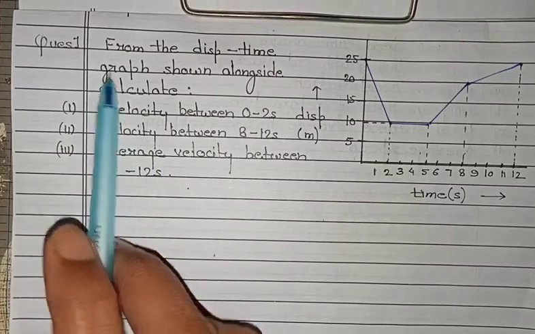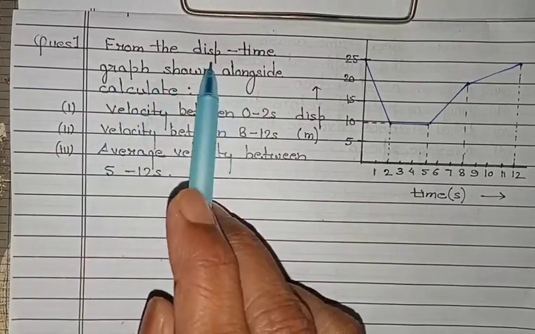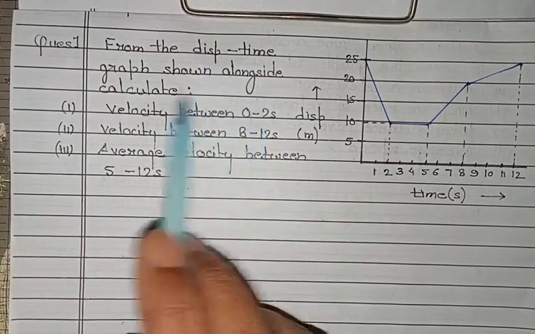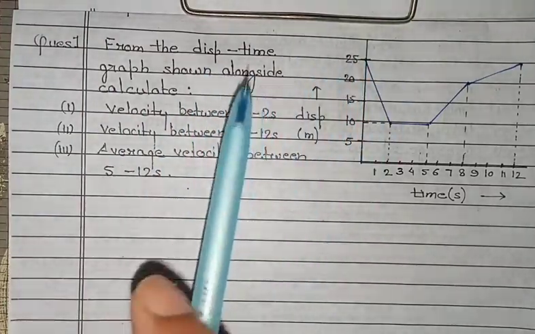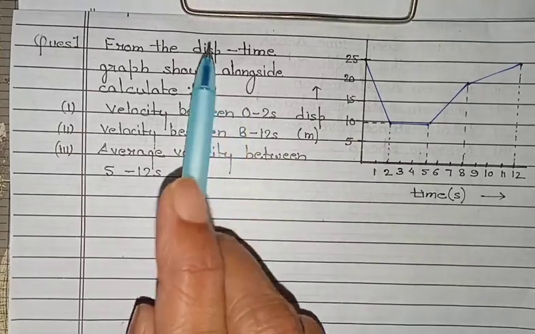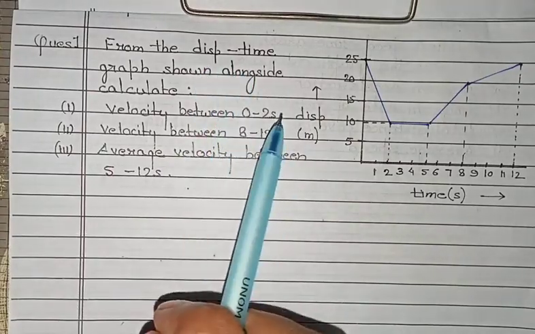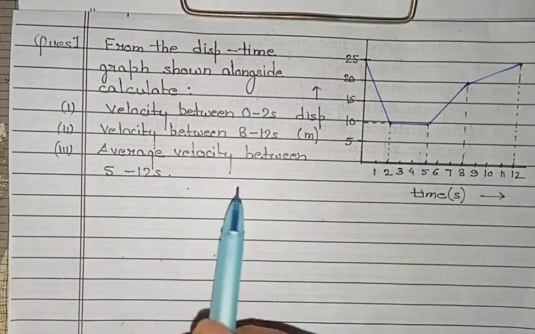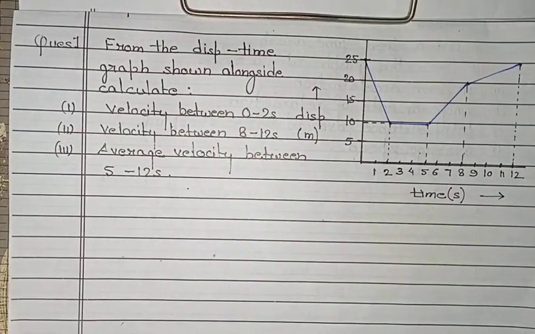Now in question number 1, as you can see, they have given you a displacement time graph. First of all, you must remember that from the displacement time graph, you can calculate velocity by calculating the slope of the sketch. Remember this. You can calculate velocity by getting the slope of the sketch.